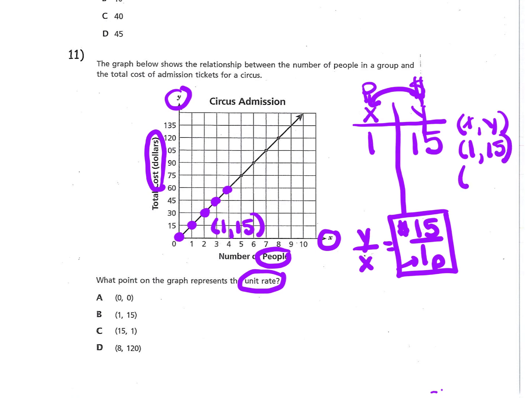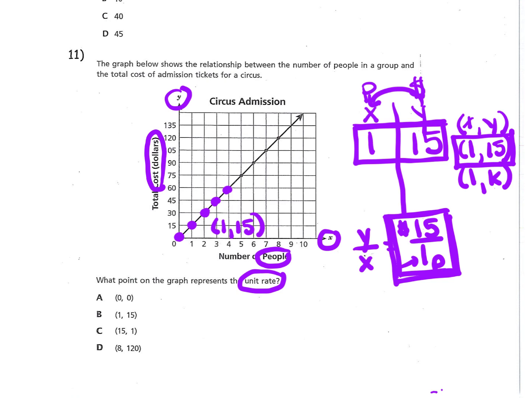So that is our unit rate, right there, written as an ordered pair. There it is in the table, and this is our unit rate as a ratio. So the answer is B. Make sure you have all the notes. Let's move on to the next page.